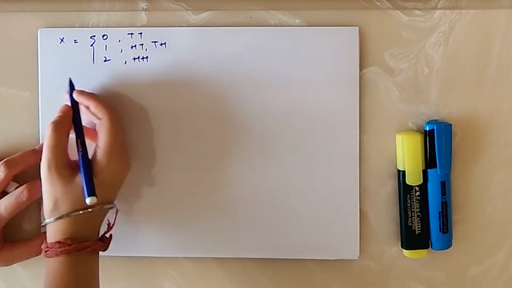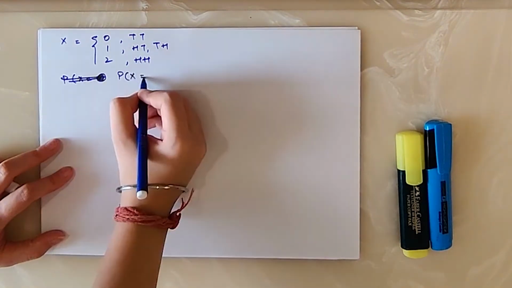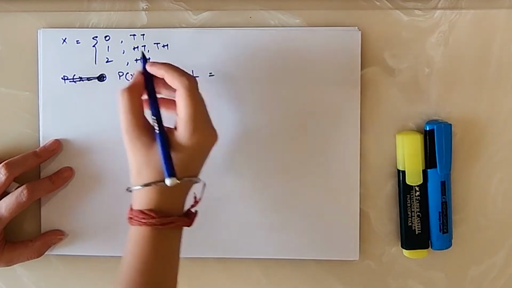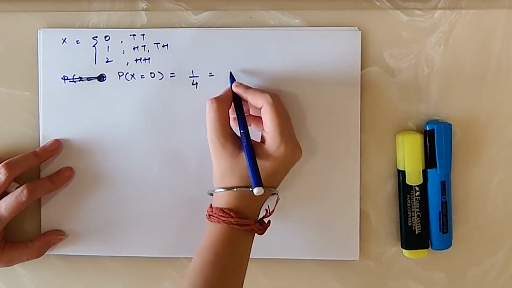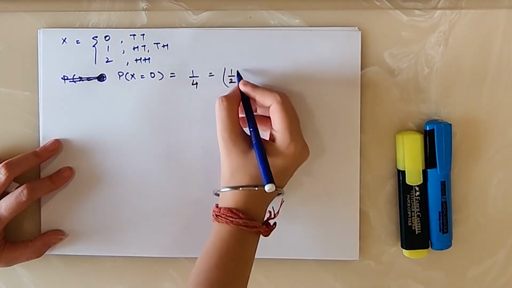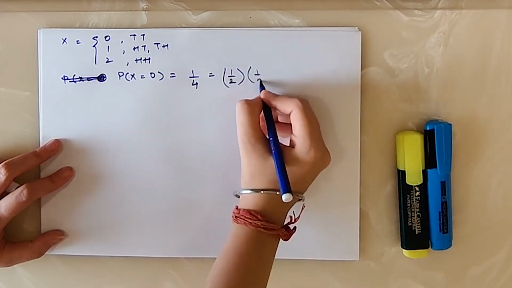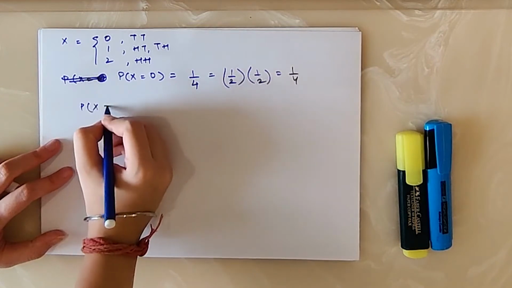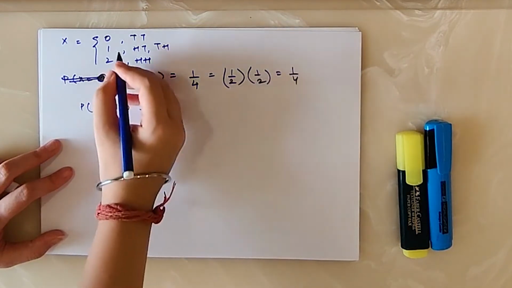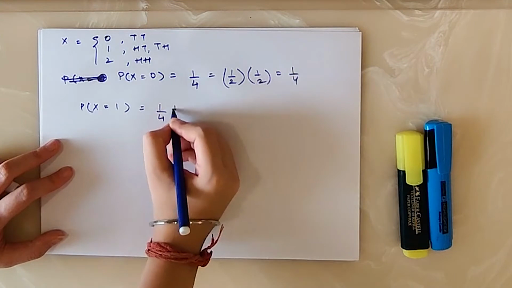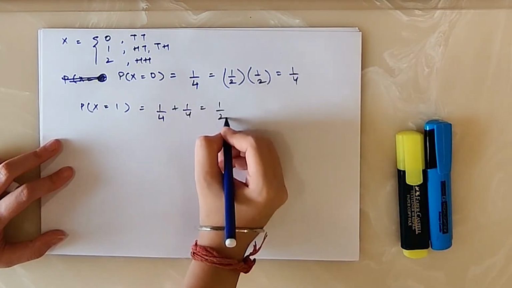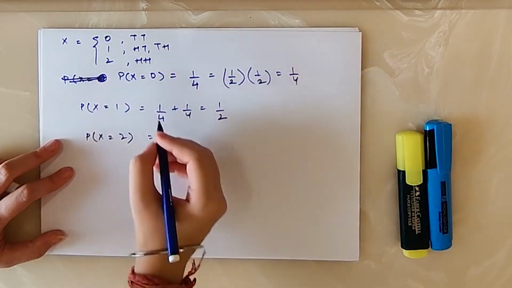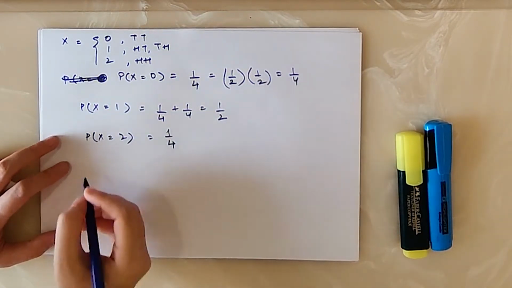Now let's calculate the probabilities associated with X. We have P(X = 0) = 1/4, since the probability that we get tail is half, and the second one is half as well, so we get 1/4. Now P(X = 1) = 1/4 + 1/4, which is equal to half. Then we have P(X = 2) = 1/4.